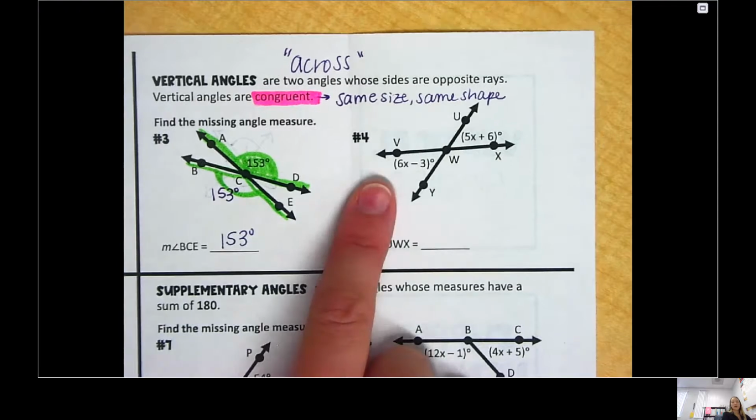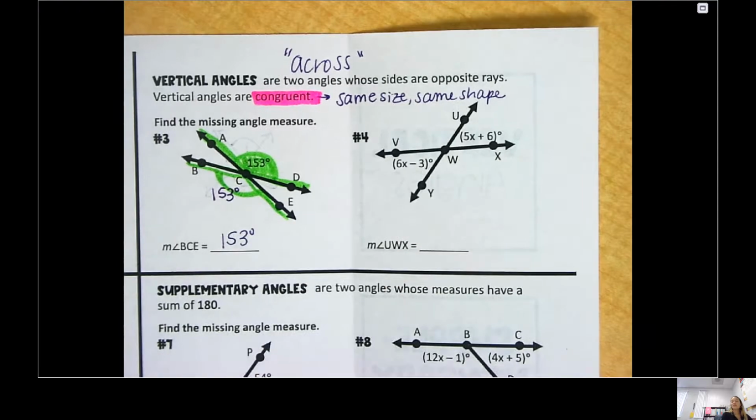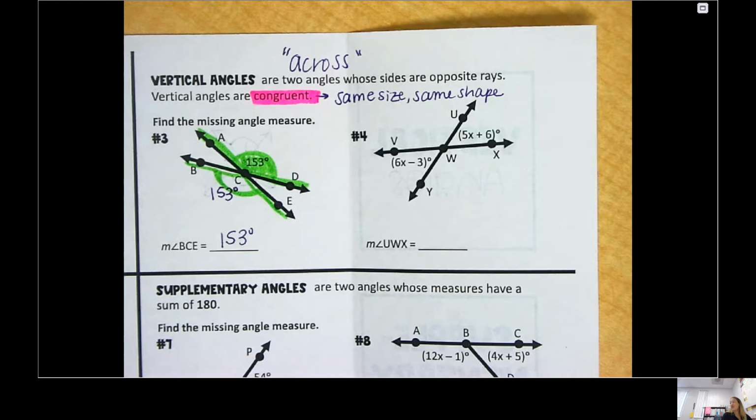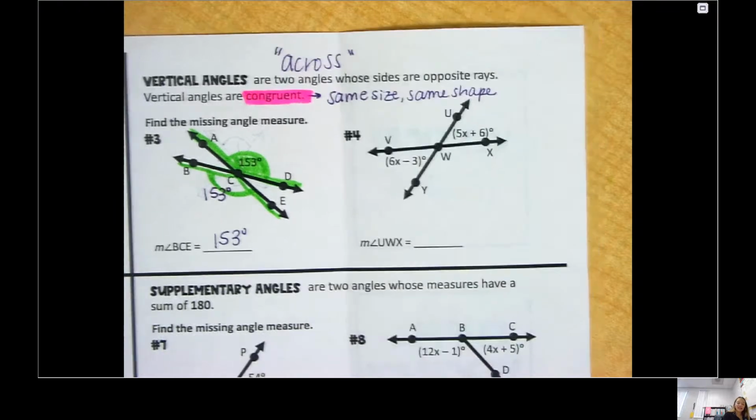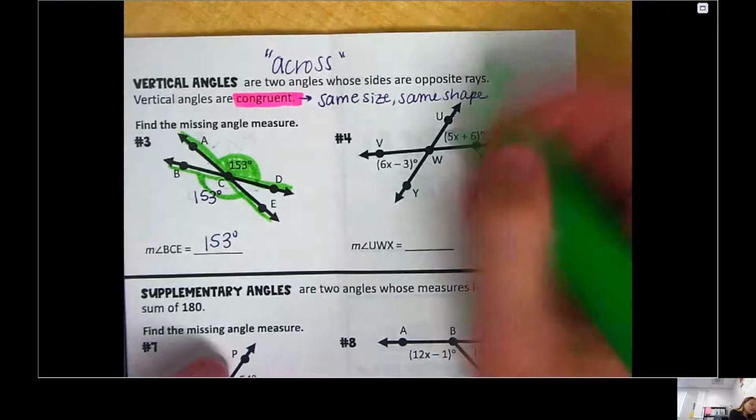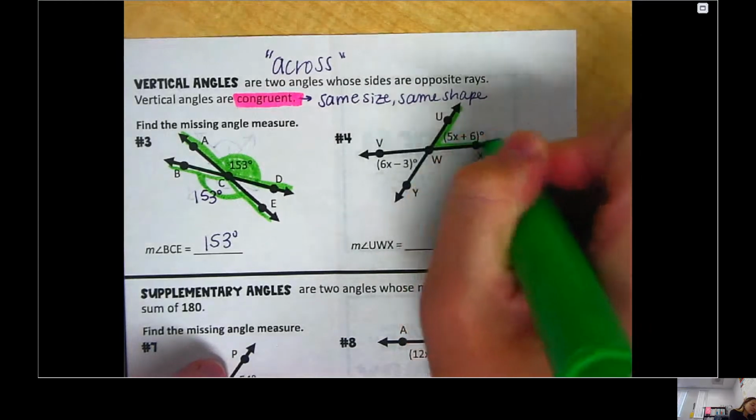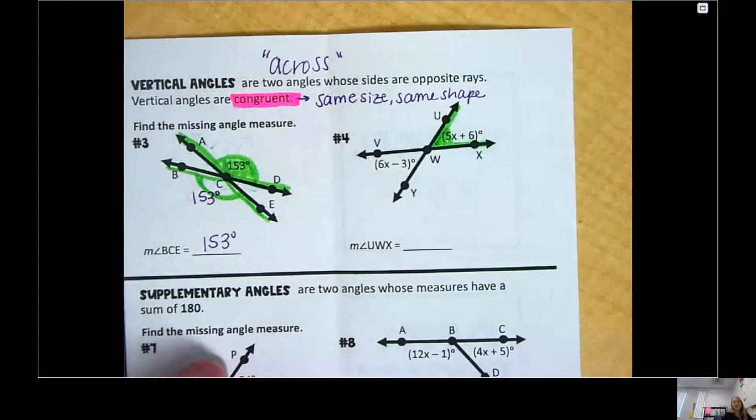Okay, let's take a look at number 4. Now this one looks a little different. Why? You got to do some algebra. Remember I told you guys geo is just algebra with pictures? Here's your algebra with a picture right here. So I give you this angle over here, UWX. I tell you this angle right here is 5x plus 6 degrees.